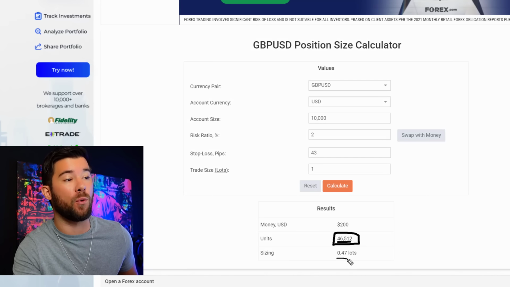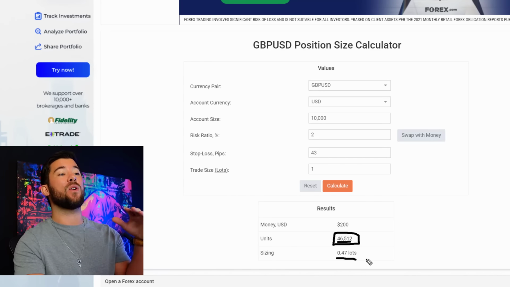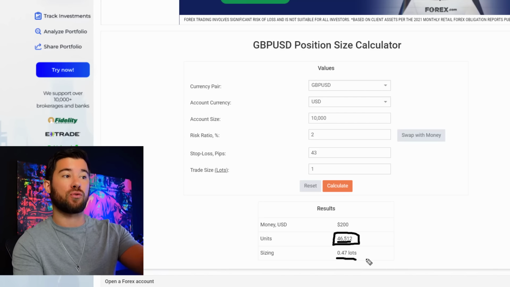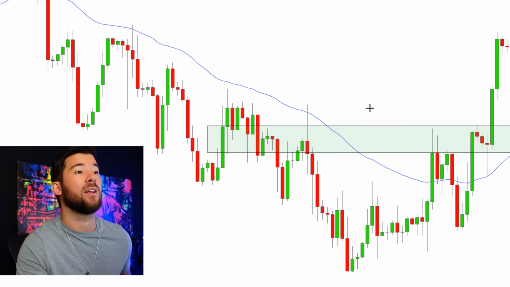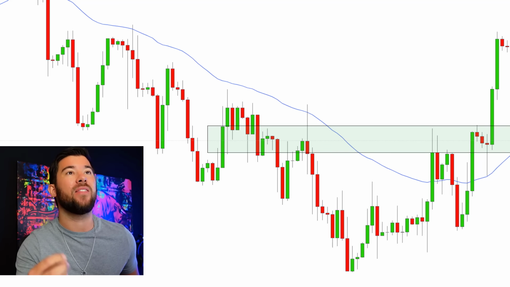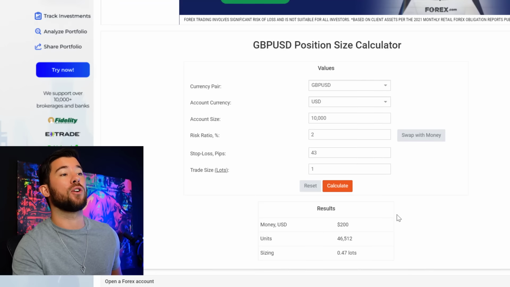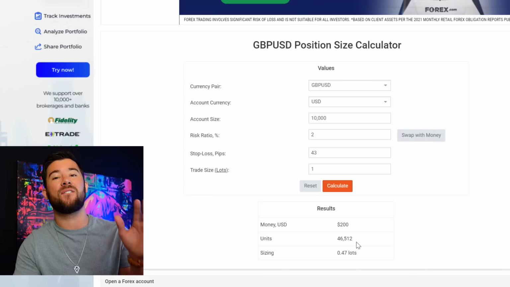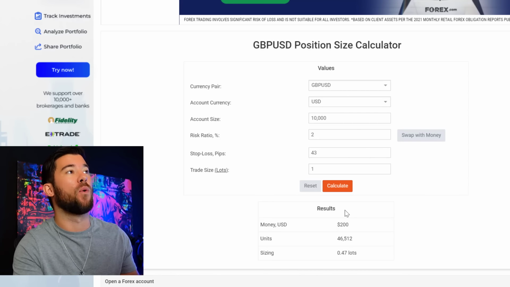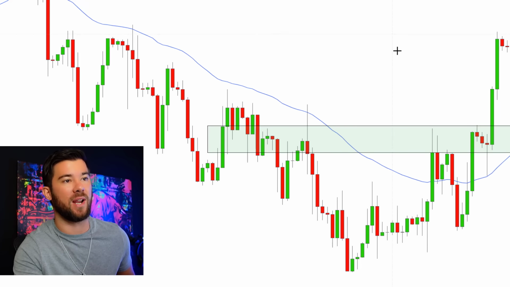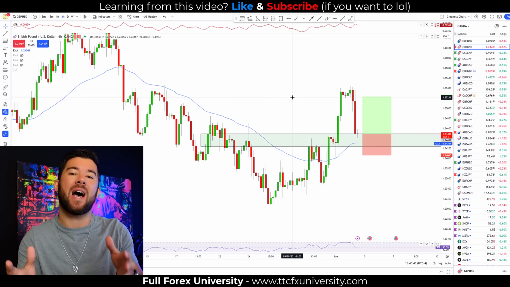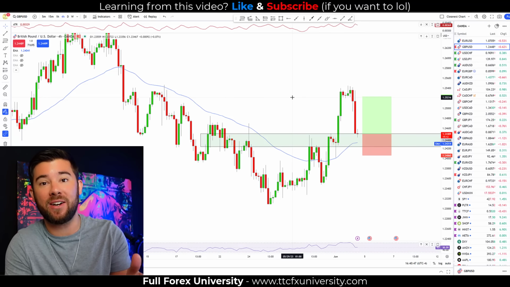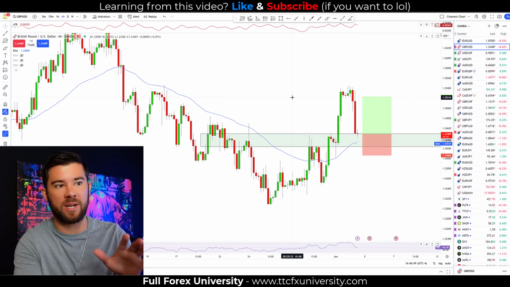46,512 units or 0.47 lots, in order for this to be true on your trade. In order for your stop loss on your trade to equal $200, that's the position size you're going to need to use. It's 46,512 units for this pound dollar trade. So that's a little bit about risk management and how we can utilize stop losses along with our position size calculator in order to make risk management extremely easy.